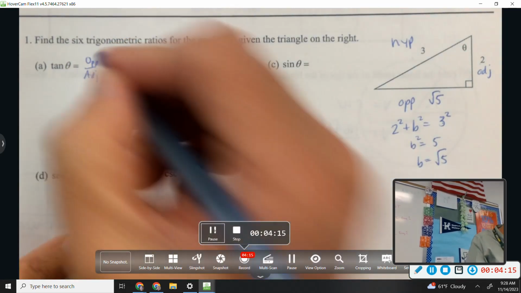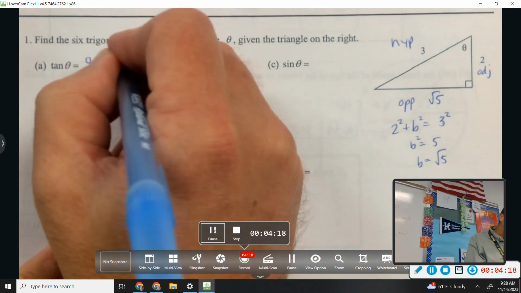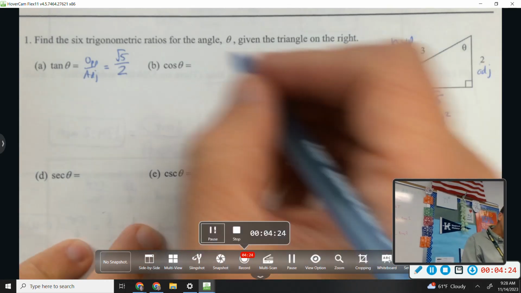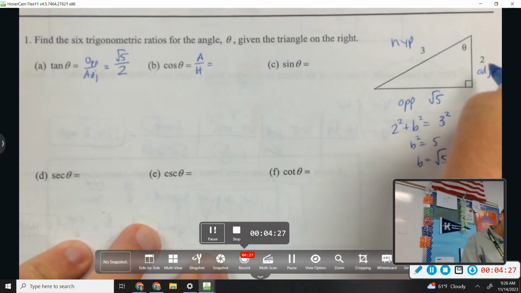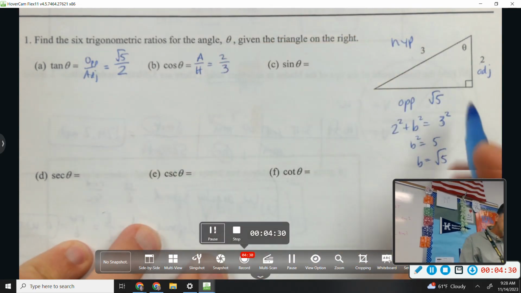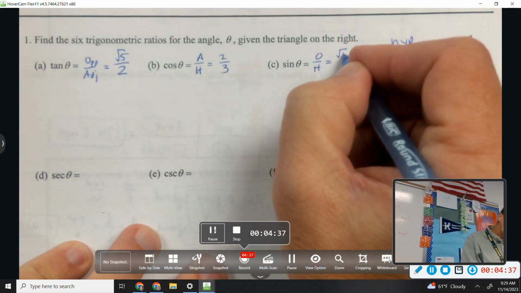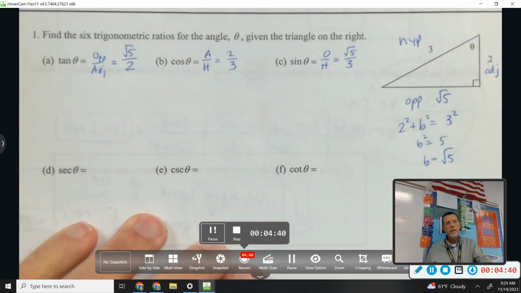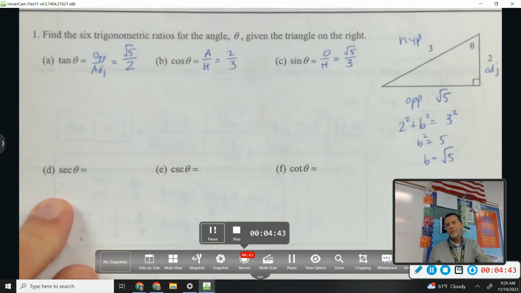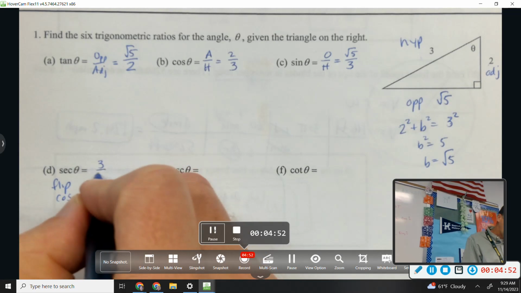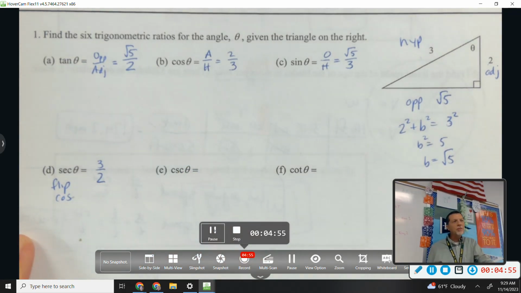Okay, back to tangent. Opposite over adjacent. Now I know the opposite. Root 5 over 2. Cosine is adjacent over hypotenuse. 2 over 3. Sine is opposite over hypotenuse. So root 5 over 3. Secant, I don't even remember what the letters are. I just know that it's the flip of cosine. So I flip cosine, and I get 3/2. So yeah, it's h over a, but don't remember it that way. Remember it as partners with cosine.